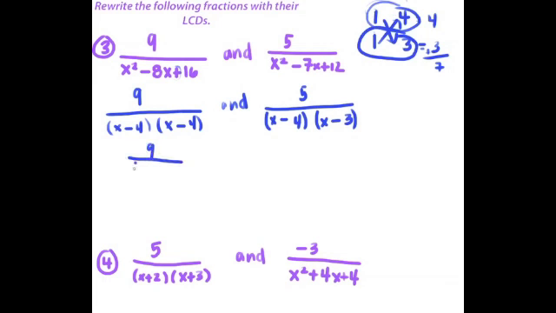Okay, so all I did here was, instead of writing x minus 4 twice like that, I just put a little squared. And so let's do this again, same idea here. We want to get one of each number in the denominator.